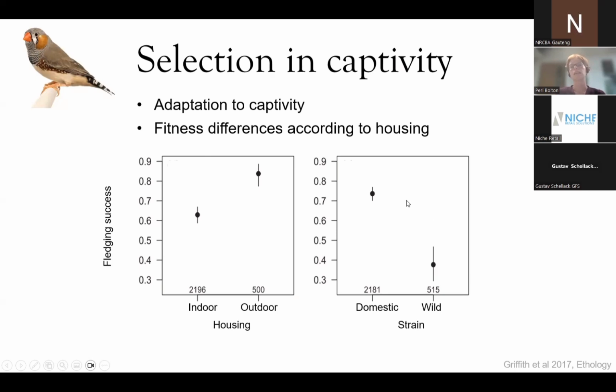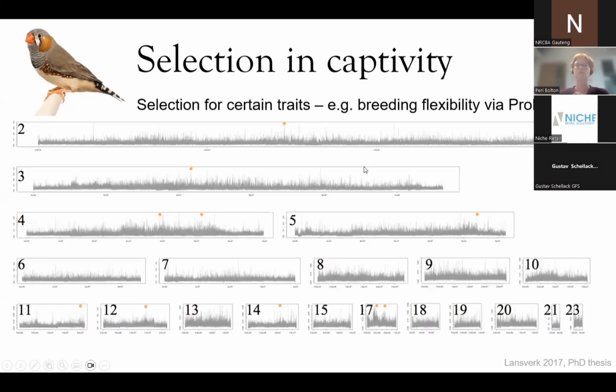And similarly, given the same kind of enclosure, birds that came from the wild do much worse in captivity than those that have been domesticated for 50 years or however long they've been in captivity. So this is not necessarily a deliberate act, but there is adaptation to captivity going on here.